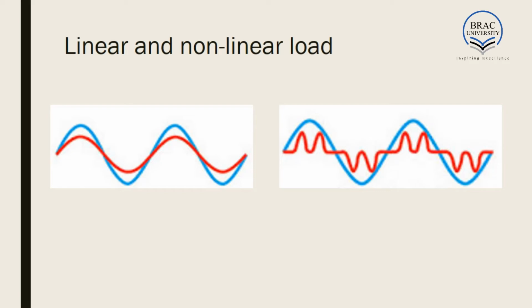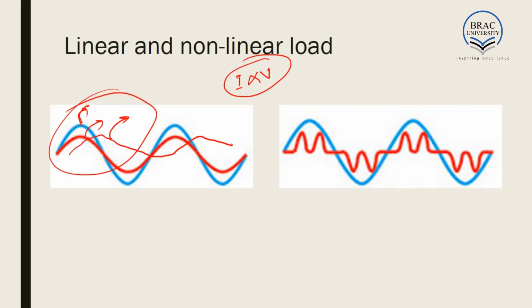Another thing to bring into consideration are linear and non-linear loads. If the current is proportional to voltage in any circuit, then the load is called linear load. Here the voltage is sinusoidal, the current is also sinusoidal. It doesn't necessarily have to be in phase, it can be phase shifted as well, no worries. But input is sinusoidal, output is sinusoidal, then this is called linear load.